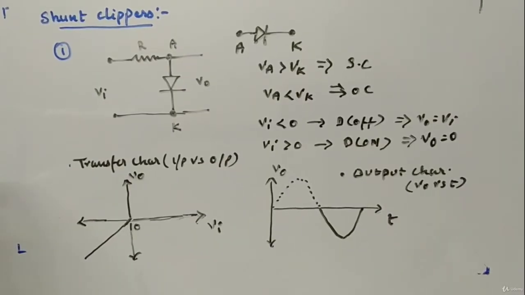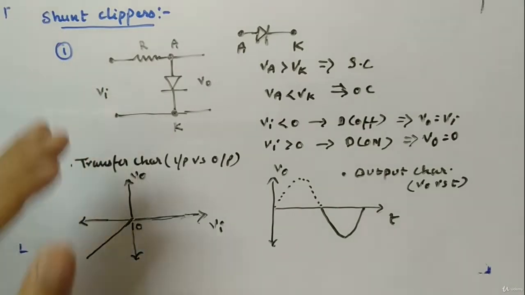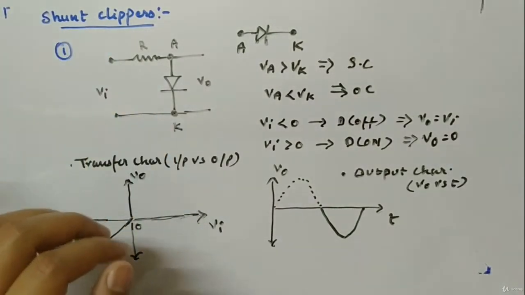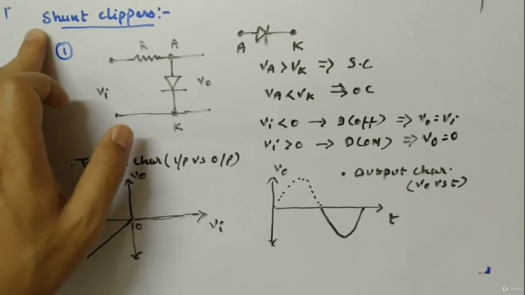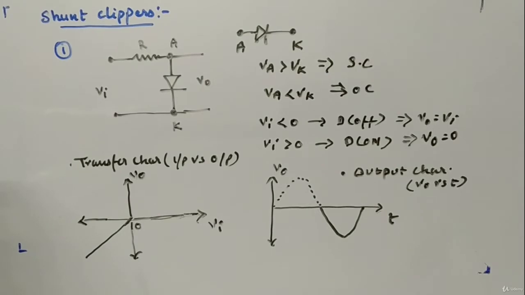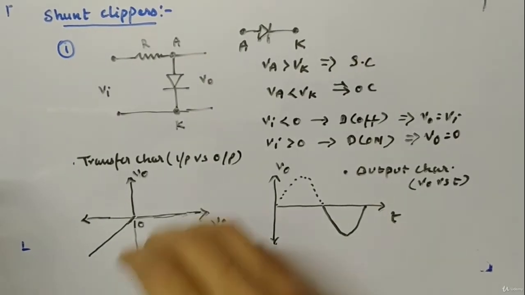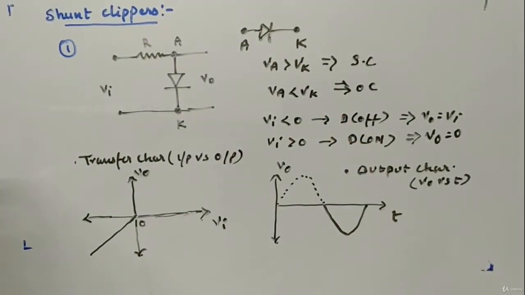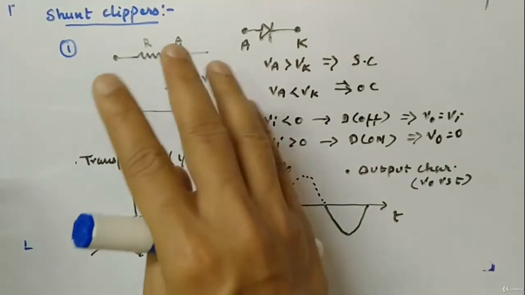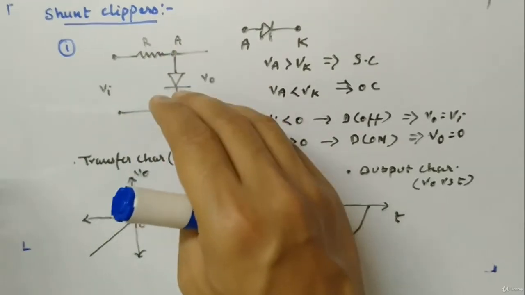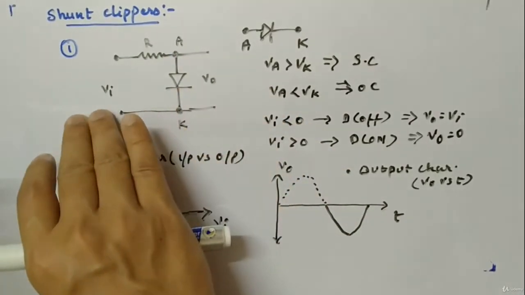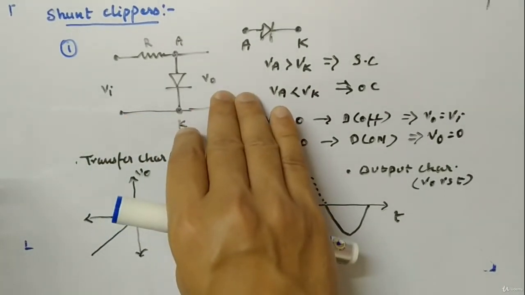Okay, let's look at shunt clippers first. It is nothing but how the diode is connected in the circuit. This is what shunt clippers represent. This is the standard circuit diagram of a shunt clipper, which means the diode will be connected in shunt, and this is how it will look. One resistance whose value is not of interest. The diode is of interest, so you will apply the input here and you will get the output from here.